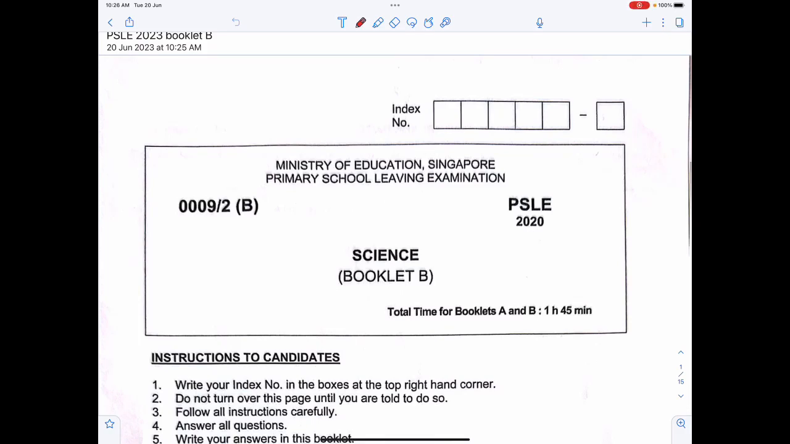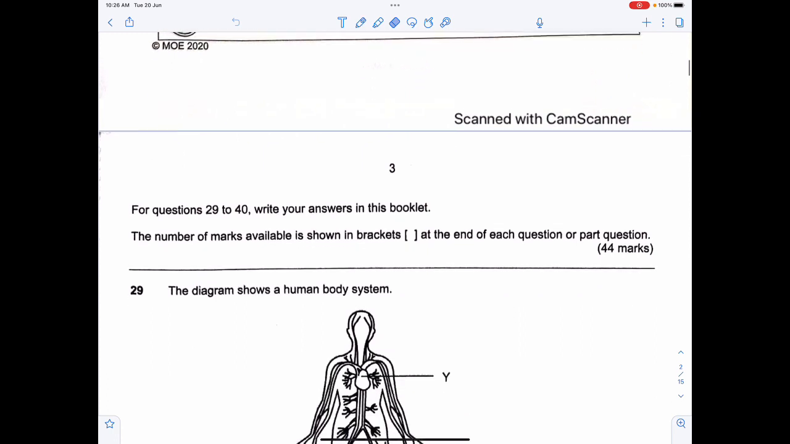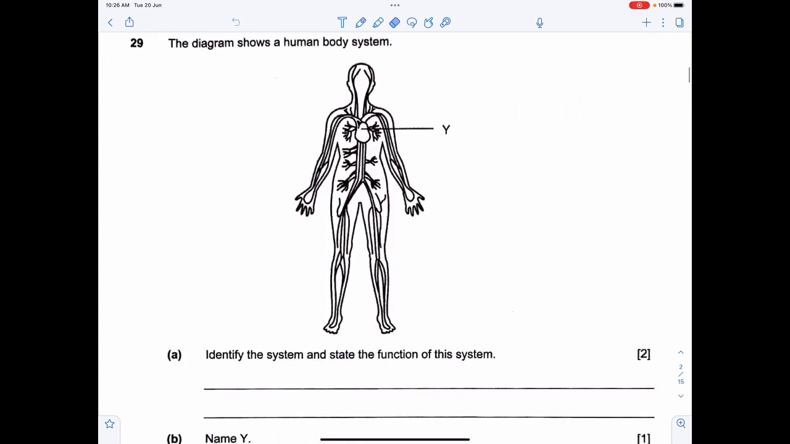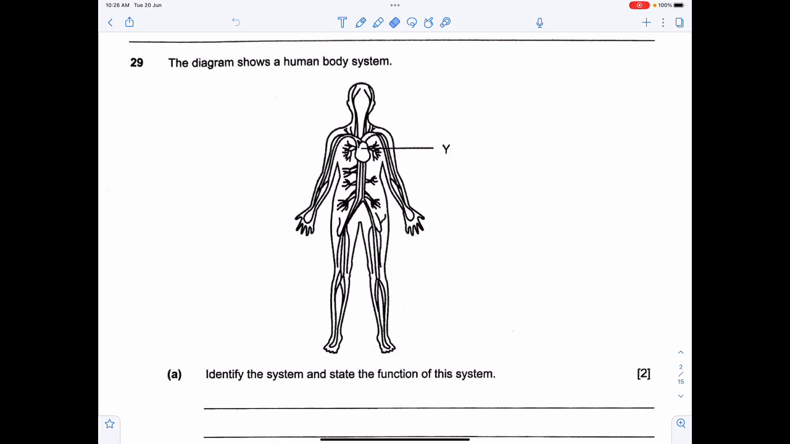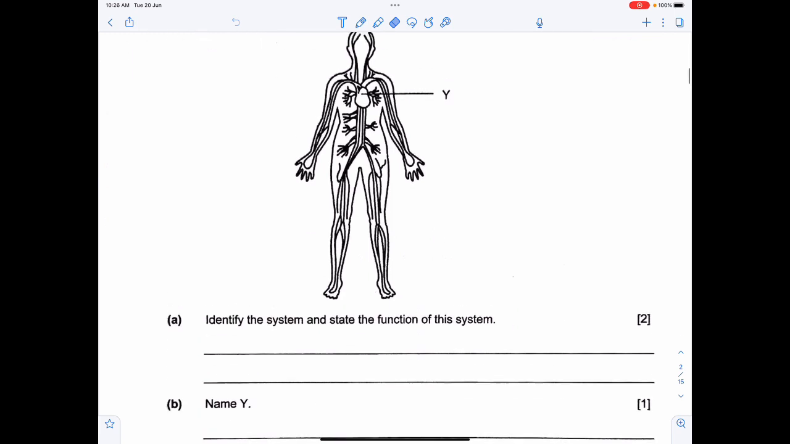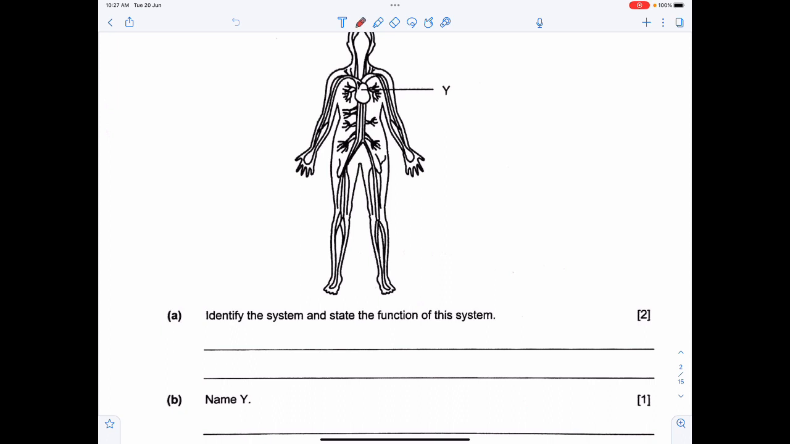Today we'll be going through PSLE paper 2020 booklet B. The first question is asking us: the diagram shows a human body. Identify the system and state the function of this system. The demands of this question require us to do two things. First, to identify. Second, to state the function.